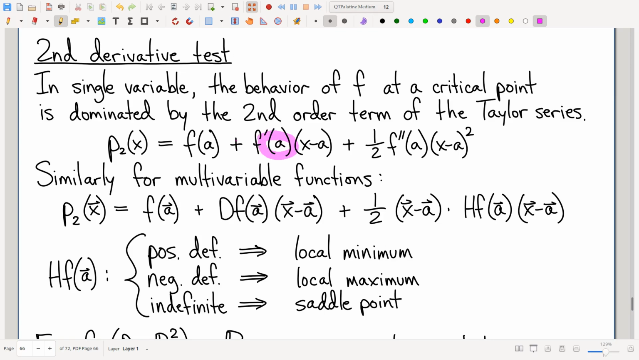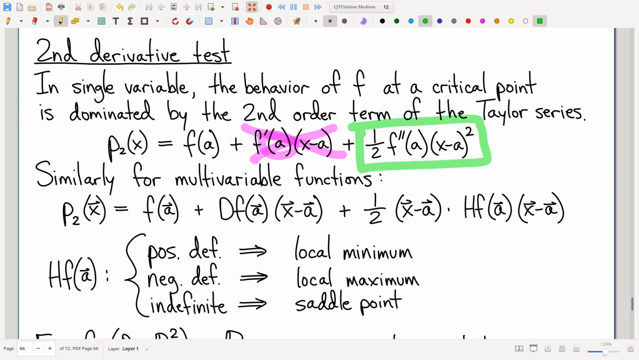In single variable, if you find a point where the derivative is equal to 0, this whole term goes away, and the behavior of the function near a, other than a constant, comes down to this one term. You just have to think through how this term behaves. It's entirely determined by the value of f double prime, because 1/2 is always positive and this square is never negative. So if f double prime is positive, then these terms will all be positive, which means you're at a minimum. And likewise.